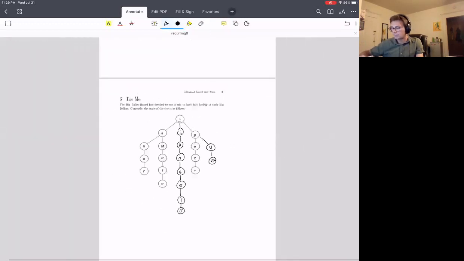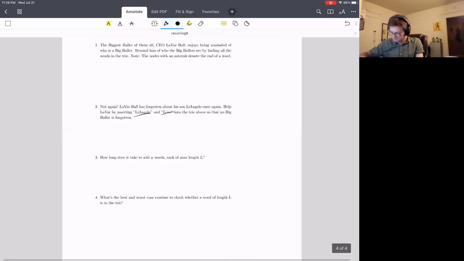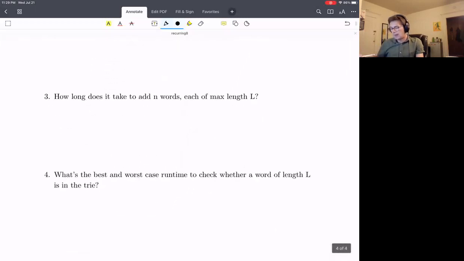Okay, so then some theoretical questions towards the end. How long does it take to add n words, each of max length L? So this wants you to describe this in terms of O, omega, and theta notation.